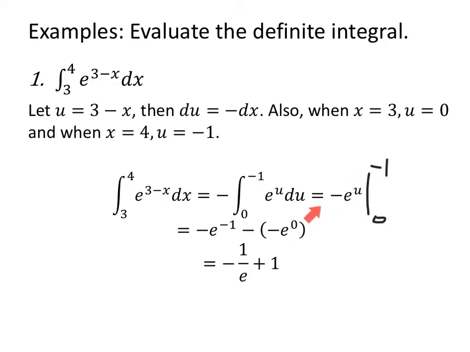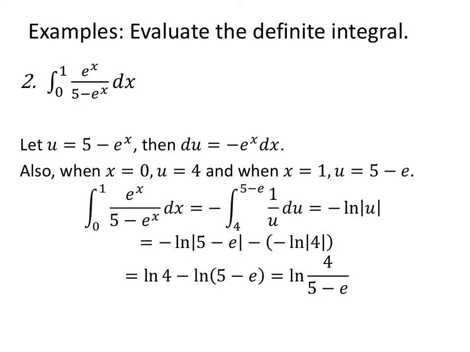A minus e to the u evaluated at negative 1, and then subtract a minus e to the 0. e to the 0 is 1. Subtracting a negative, I'll add 1. And a negative e to the negative 1 is a negative 1 over e. This is a fantastic answer. This is an exact answer. This is a great answer for you to write down. You shouldn't need a calculator to do many of these problems.